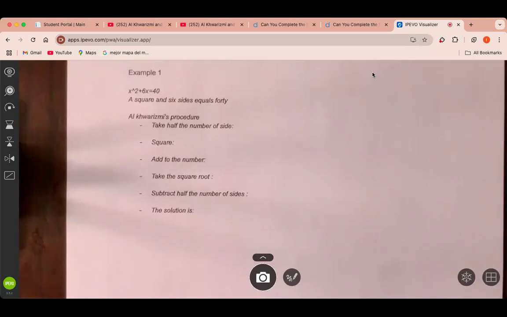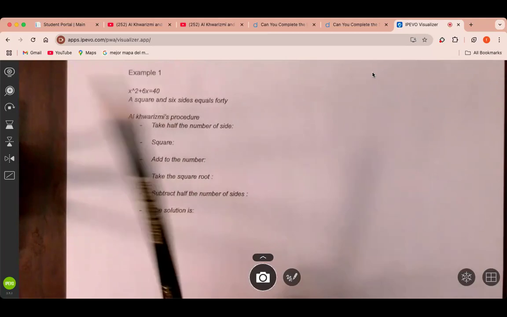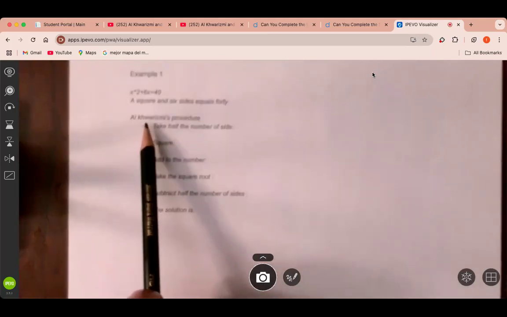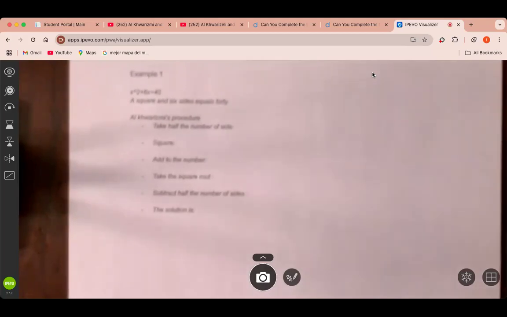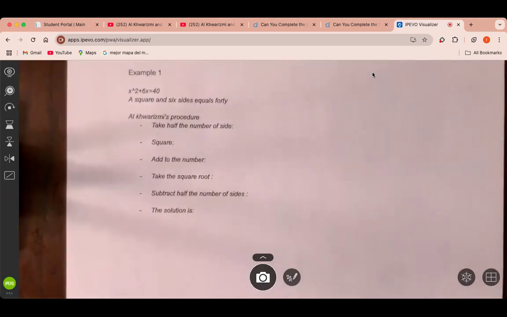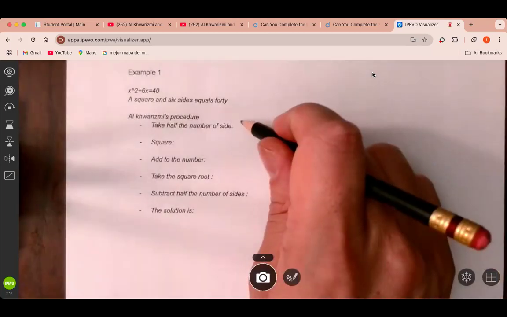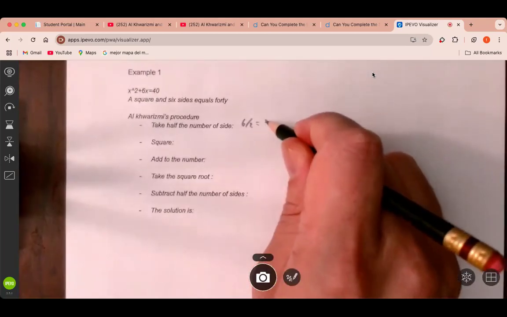So this is example one, the same one I showed you in the presentation, just in the paper. The students will have this paper so they can use it as a guide for the next part. In this case, for the algorithmic procedure, the first part is you need to take half of the number of the side. So the side is 6, so half is 6 divided by 2, which equals 3.